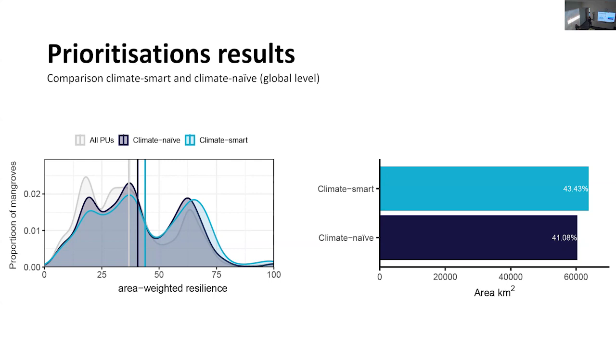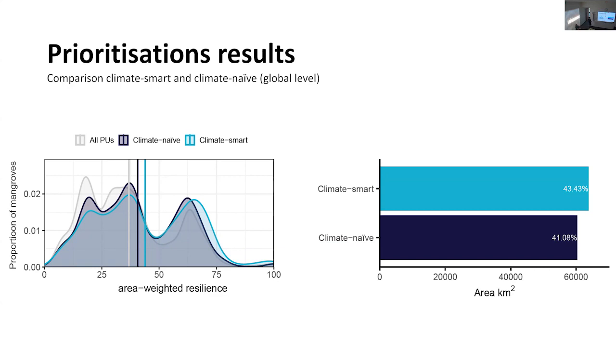So here we see that we are able to make the network more climate smart. The mean resilience of the network is moved to the right side, and at the value of 100, we have those mangroves that are gaining, expanding, and 0 are those mangroves that are almost shrinking. They will be lost based on the model. So we are able to select areas that are more resilient. However, this has a cost. We can see that the total area of the climate smart network is larger than the one of the climate naive.